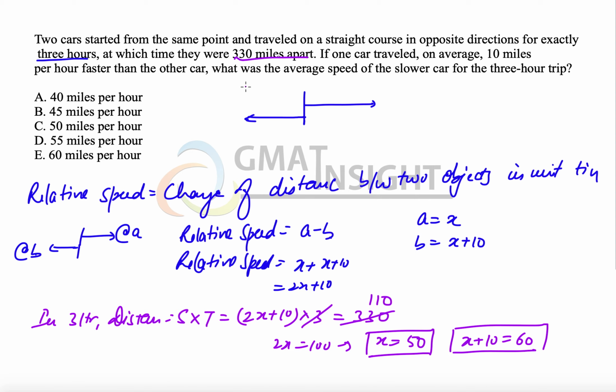Now the question is, what was the average speed of the slower car? So the slower car is moving at a speed of 50, and therefore the answer to the question becomes option C.